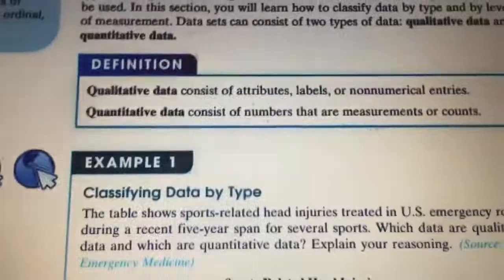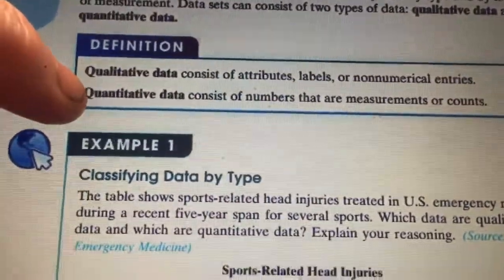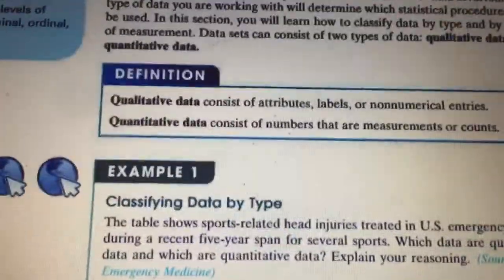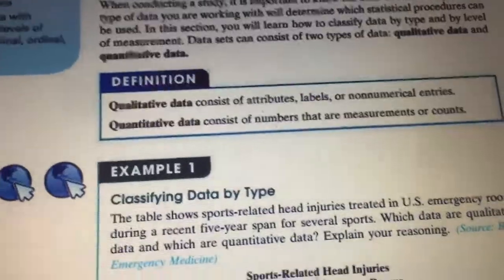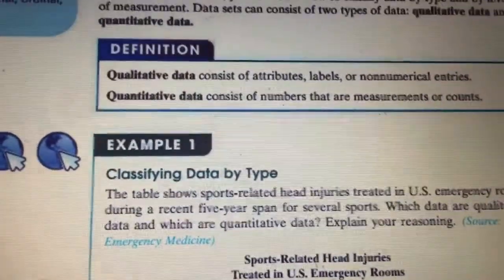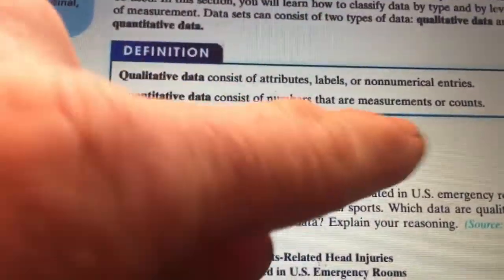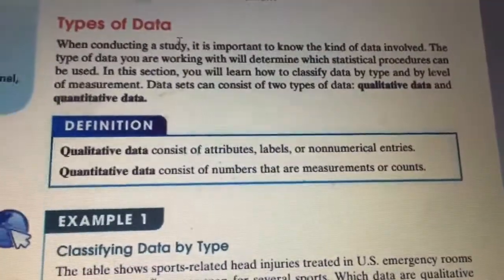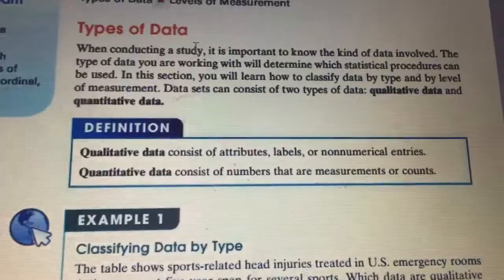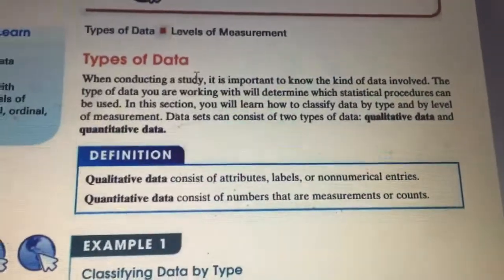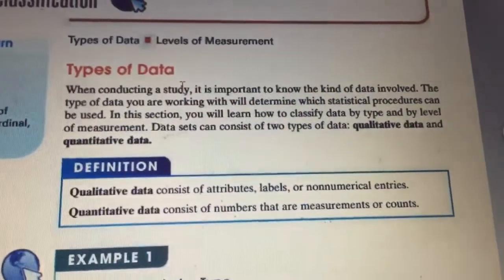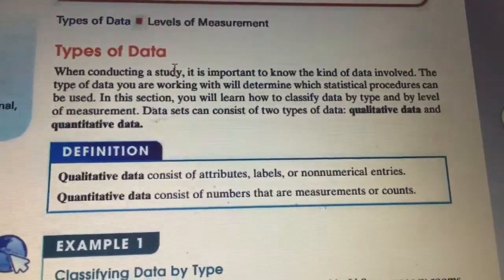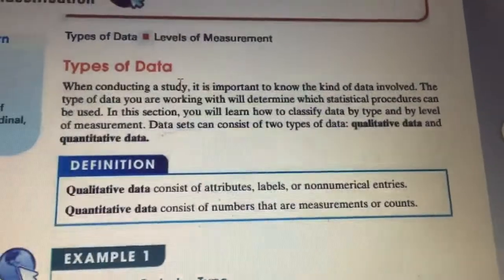But quantitative data, see, this is quantitative right here. Quantitative, the root word of that is quantity, which is like a value. And this consists of numbers and measurements, it says. But we've got to know the difference between quality and quantity. Quality is a quality somebody has, some kind of label or attribute, whereas a quantity is some kind of value.